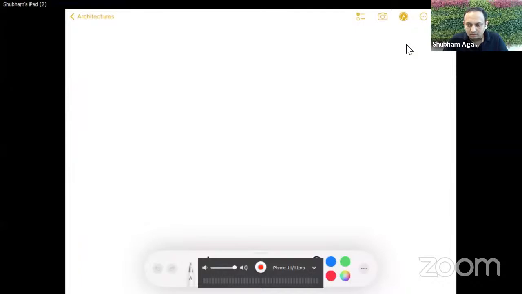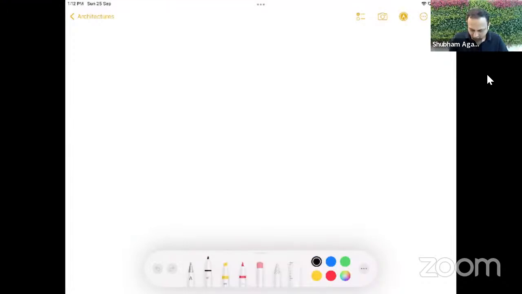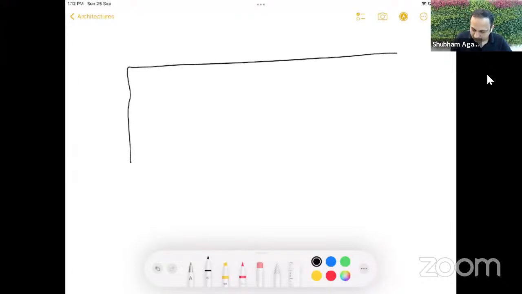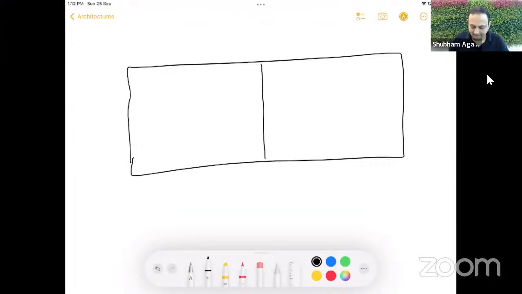Okay, so let me just minimize this. Let me show you a screen which you all are familiar with. You all might have seen a screen like this at the broker. Whichever broker you are using doesn't matter, but generally you will see a screen like this.